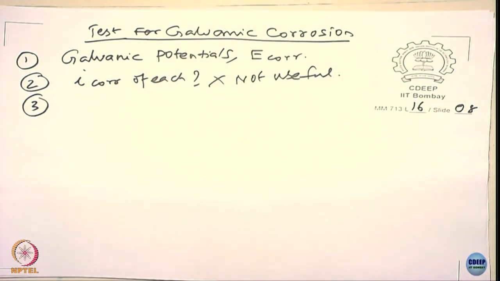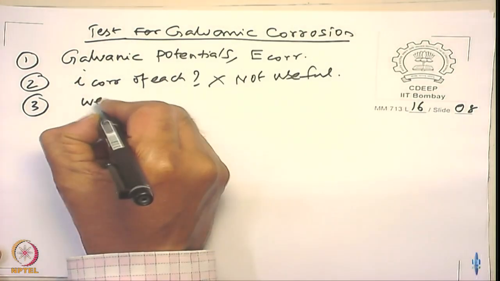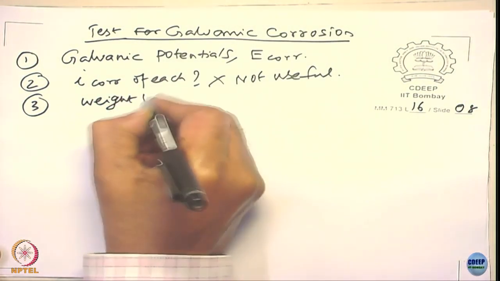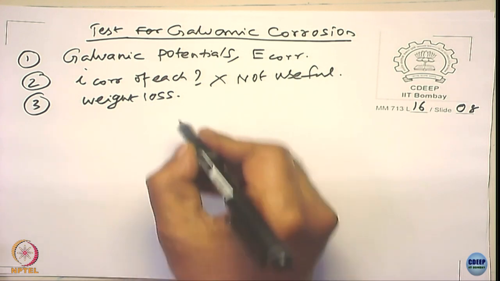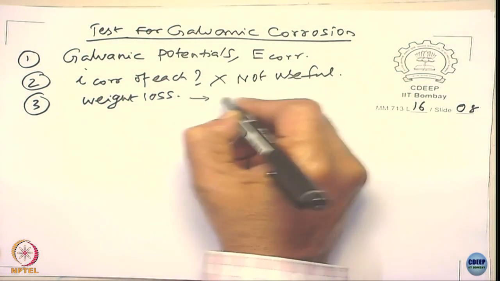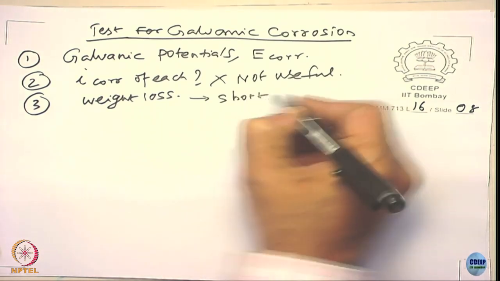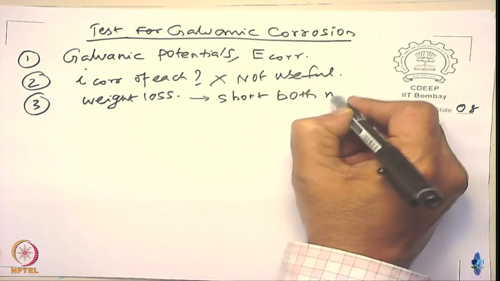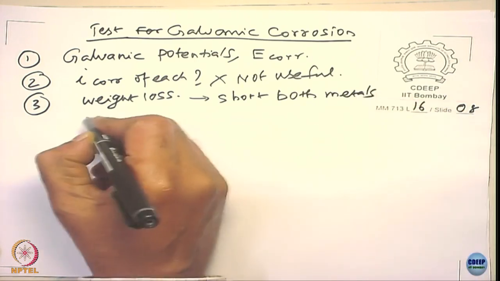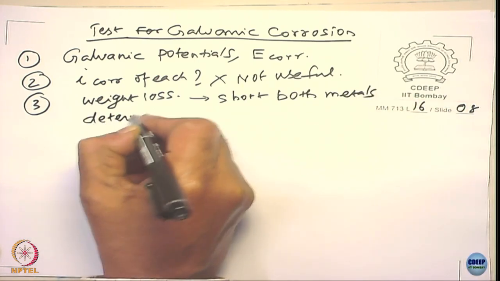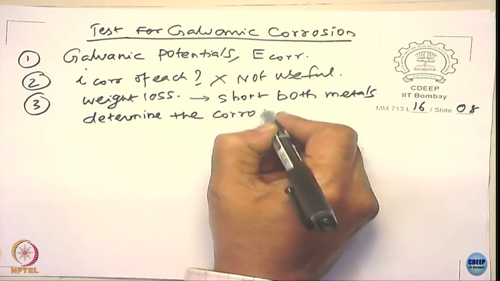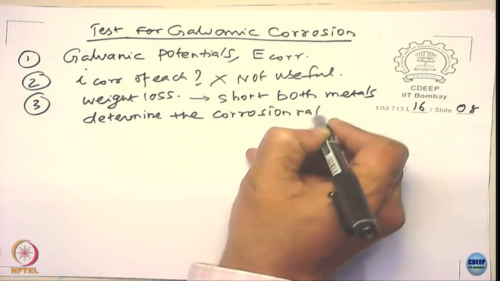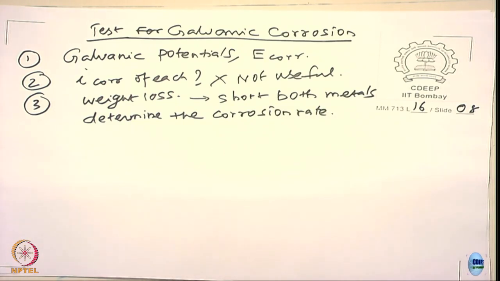I can do a weight loss method, right? What I can do is short both of them, and I can determine the corrosion rate. I can just short both metals and determine the corrosion rate. This is time consuming, it takes more time.